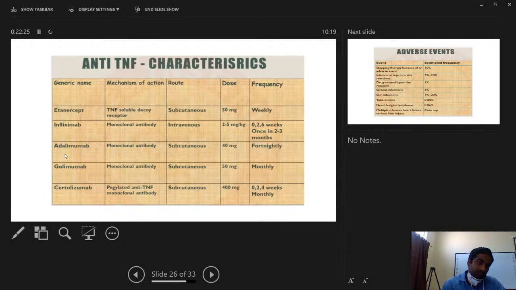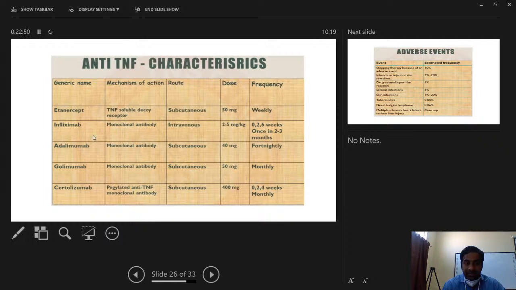So UMAB is human, all these three are human, and ZMAB is chimeric derived. That's how you remember the names. Adalimumab is also subcutaneous; all these three are subcutaneous. It's okay if you don't remember the dosage, but just remember the names. If you write the names, that's enough.